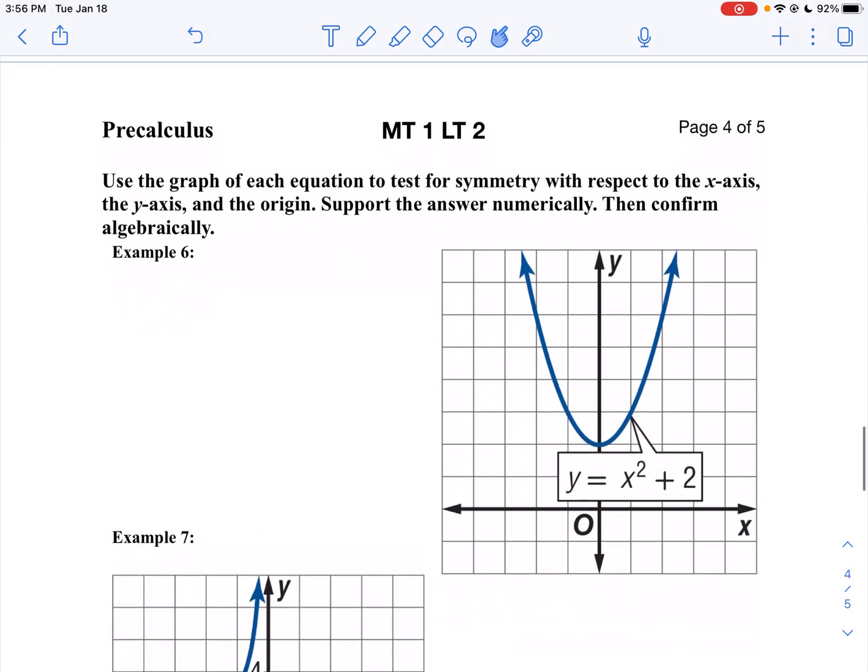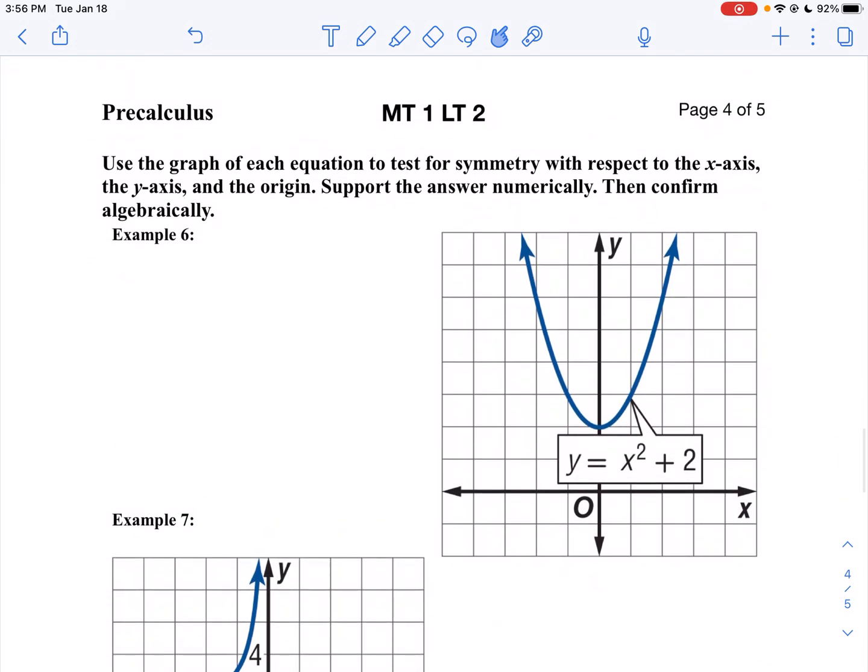So let's take a look here. On our next example, I want to use the graph of the equation to test for symmetry with respect to the x-axis, the y-axis, and the origin. And then I want to support my answers numerically and confirm them algebraically. So first off, when I look at this first example, it seems to me it's symmetric with the y-axis.